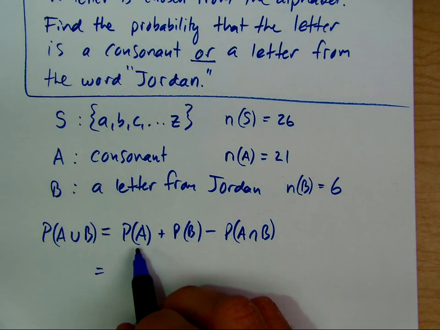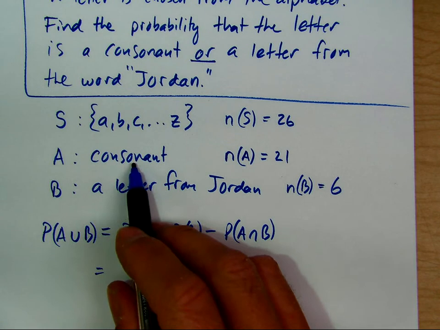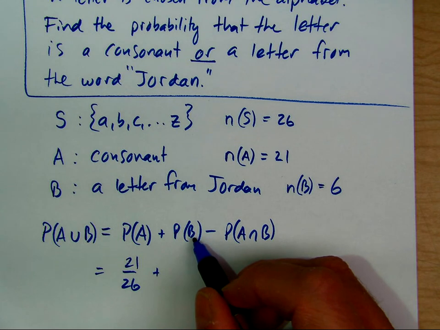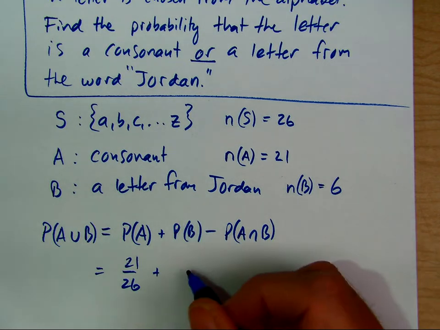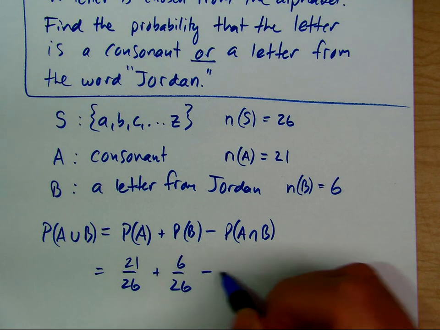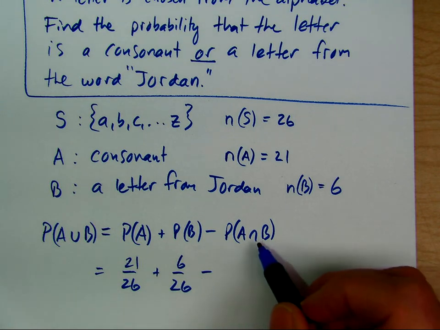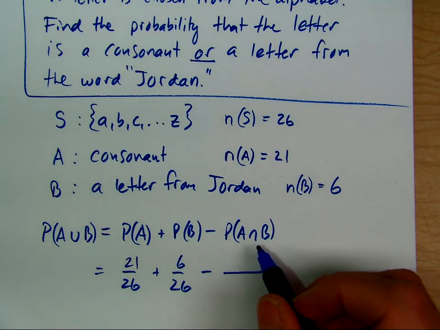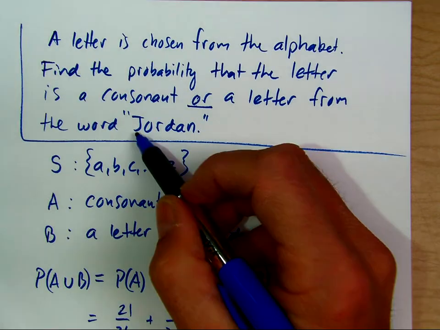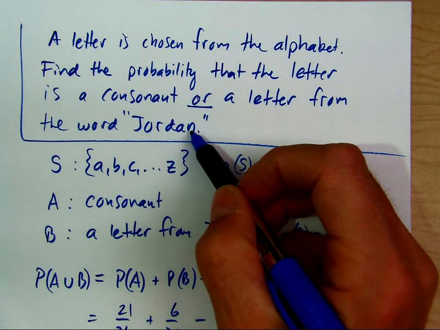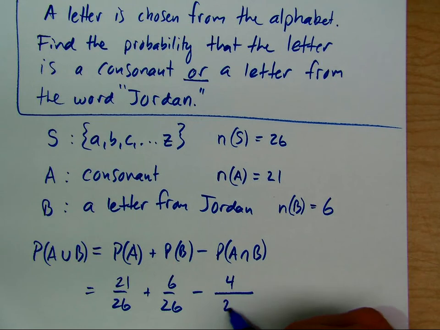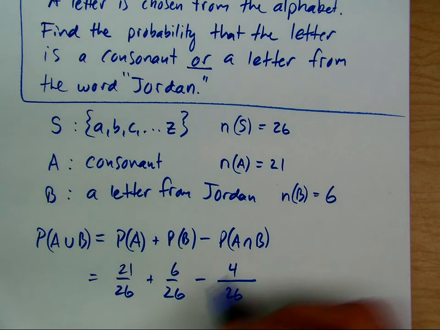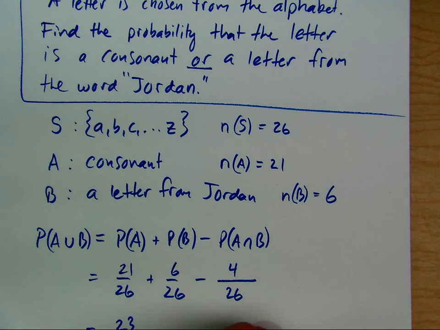And the probability of a consonant is 21 over 26. The probability of a letter being from Jordan is 6 over 26. And the probability of their intersection is just going to be all the consonants in Jordan. So we have 1, 2, 3, 4 consonants in Jordan. So that's the intersection of consonants and Jordan, 4 out of 26. And we get 23 over 26.